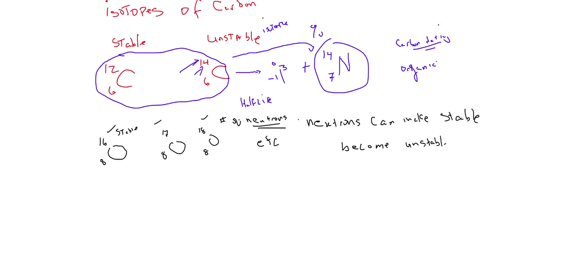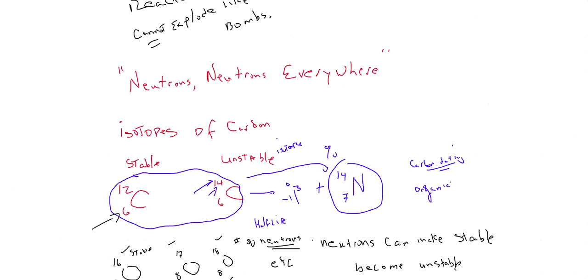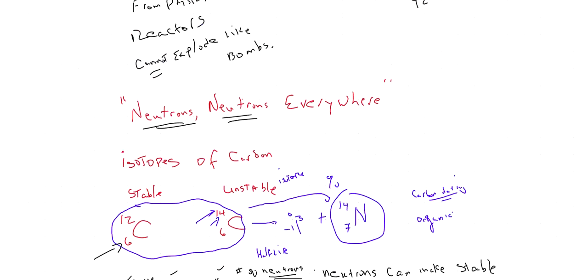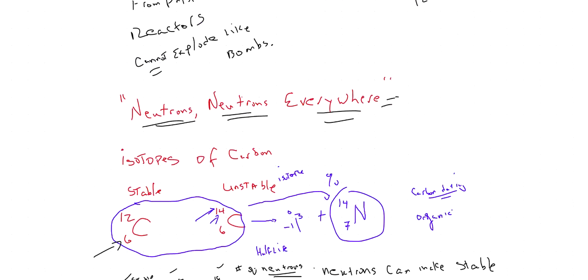If oxygen-16 gets hit with a couple of neutrons, it can become oxygen-17, oxygen-18, and so on. If carbon-12 absorbs some neutrons, it could become carbon-14 and become radioactive. We said radioactivity was an unstable nucleus. So up here I wrote neutrons, neutrons everywhere. If we talk about a reactor, inside a reactor there are lots and lots of neutrons.